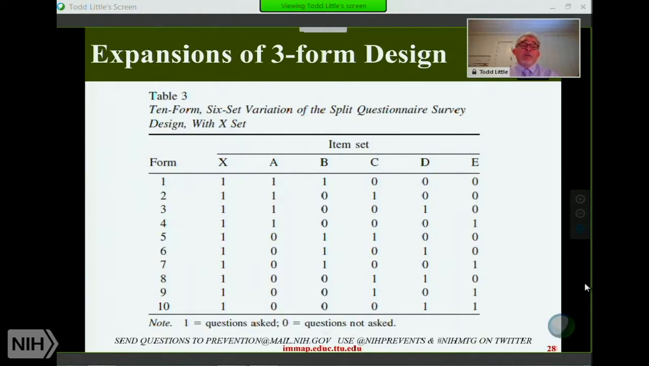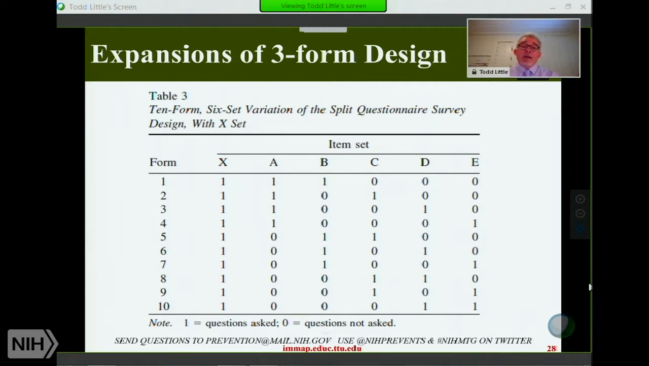And if you have larger sample sizes, you can go more aggressively. For example, here is a 10-form 6-variable set variation of the multi-form design, where I have an X set that everybody gets. Everybody gets asked the X items. But then I have some items that I've assigned to A, some items to B, some items to C, some items to D, some items to E. Generally, they're going to be about equal, but they don't have to be.